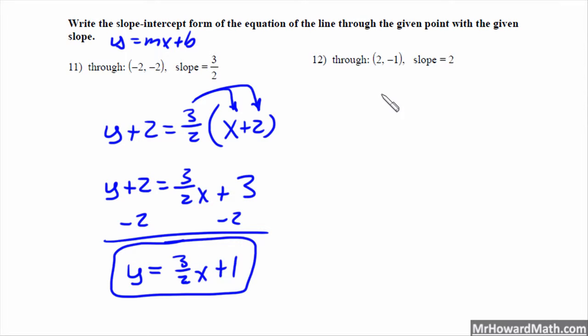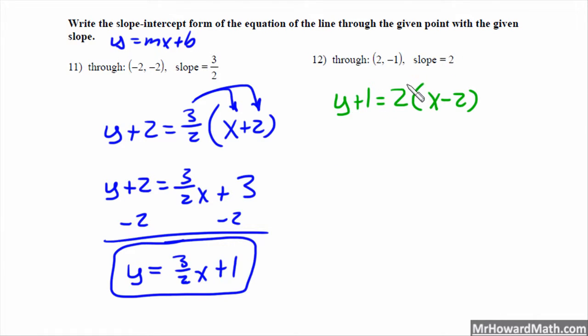Now problem 12, same thing. We're given point and slope, so we'll write it in point slope first. So that would be y plus 1 equals slope is 2 times the quantity x minus 2. Okay, remember, again, these signs are opposite. The slope stays, it keeps its sign.